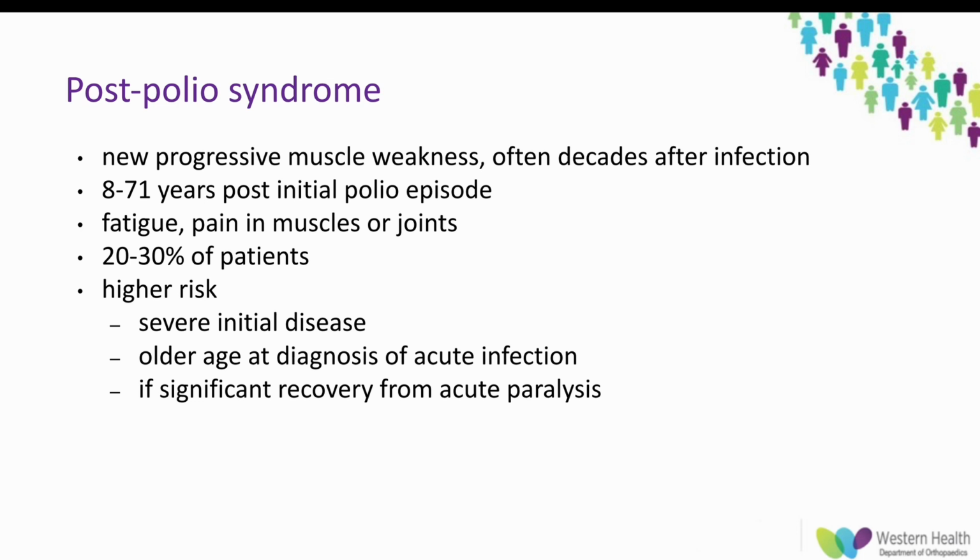Post-polio syndrome is characterized by new progressive muscle weakness, often decades after the initial infection. It can occur anywhere between 8 to 71 years after the initial episode. Patients may experience fatigue, pain in their muscles or joints, and new weakness. It occurs in about 20 to 30% of patients who have had polio, and it's a high risk of occurrence if there is severe initial disease, if they are older at the time of diagnosis of the acute infection, and if there's significant recovery from the initial muscle weakness.